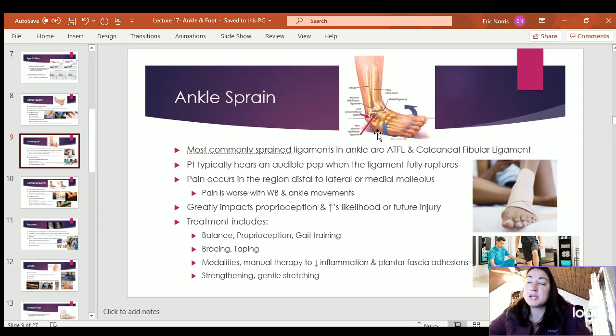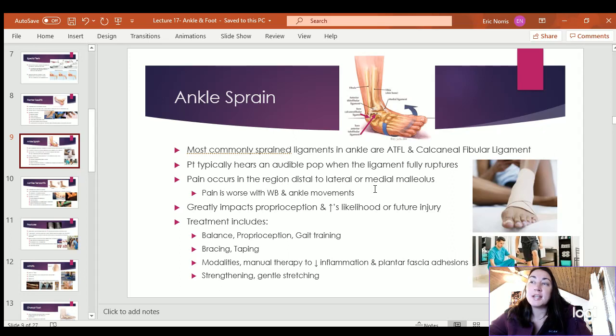And a lot of times people will hear a pop. Typically for those two ligaments especially, it occurs by rolling the ankle outwards. So basically a severe oversupination, typically during weight bearing, maybe stepping off a curb wrong or playing a sport or something, kind of tripping over your feet. But if the ligament fully ruptures, often people will hear a pop. It will swell up and bruise pretty quickly as well.